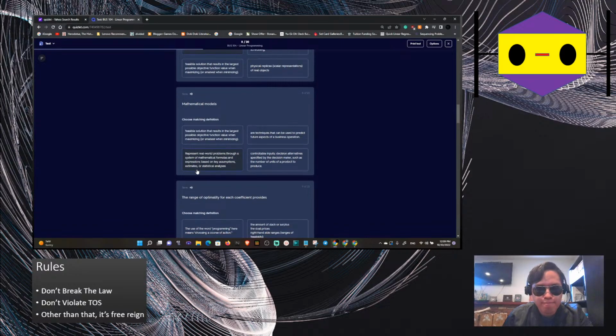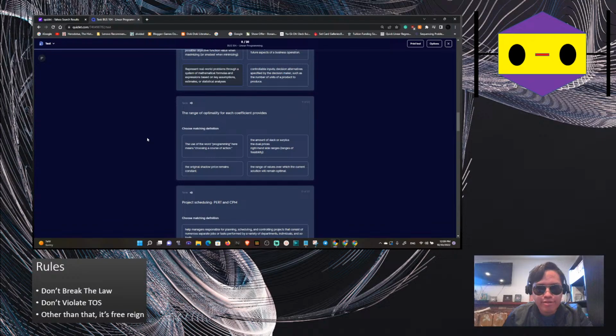Sounds good. Range of optimality for each coefficient provides what? Course of action. Optimality, to get the best one out of it. Let me see. The range of values over which current solutions remain optimal. Then it's the last one. This one? Yeah.